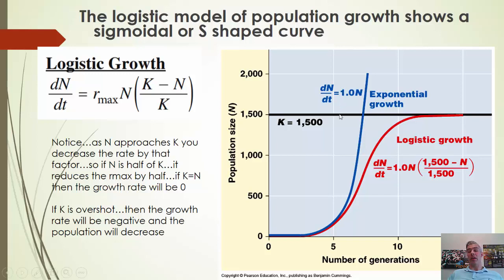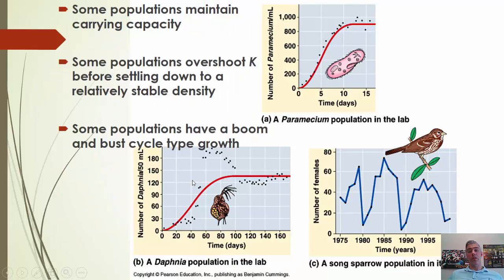This is kind of similar to a limit when you're learning about limits in calculus. So you have your greatest rate early on, and as n approaches k, the rate diminishes. Some populations can maintain the carrying capacity. They go up and they increase and they kind of steadily stay right around it.